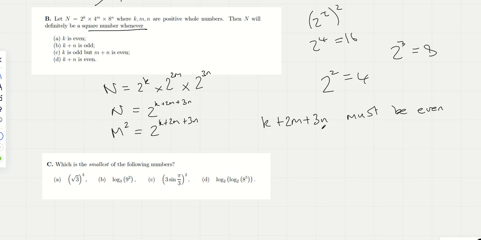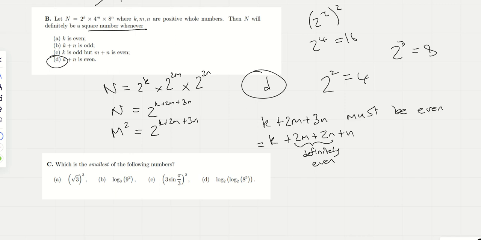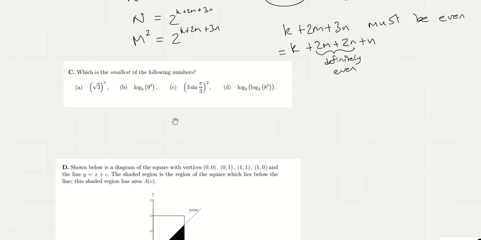So k plus 2m plus 3n must be even, and now you could easily rewrite this as k plus 2m plus 2n plus n, and this middle term is definitely even, isn't it? And as that's definitely even, we need k plus n to be even as well, and therefore the answer is D. There we go. So not too bad.